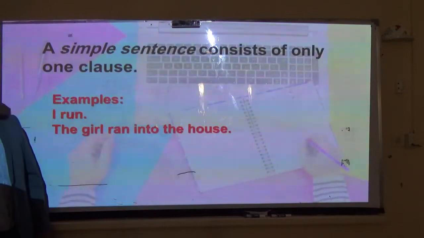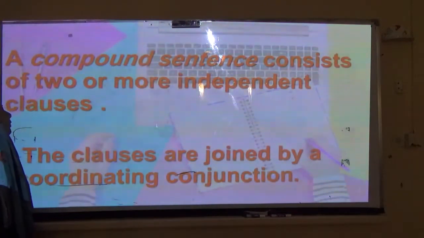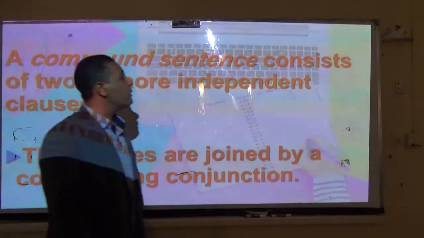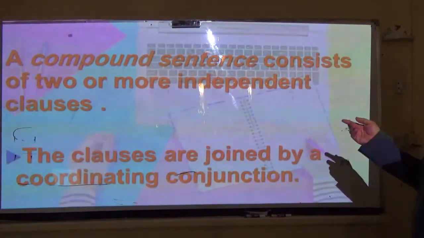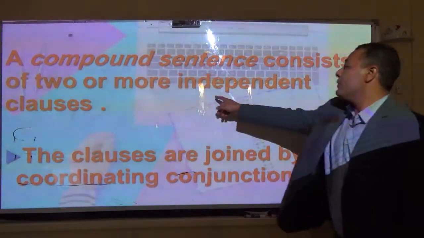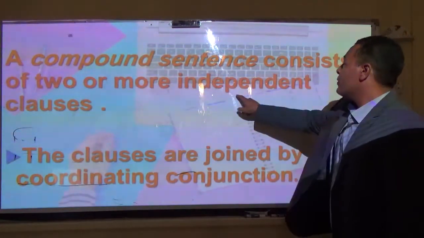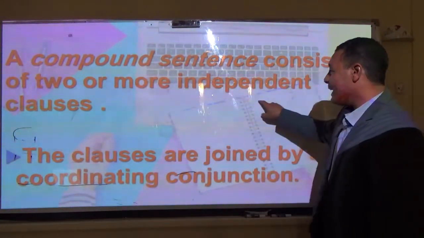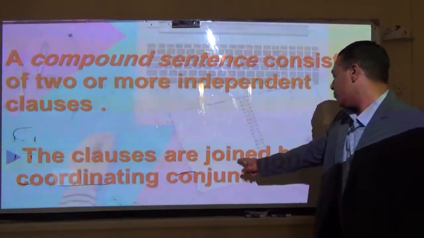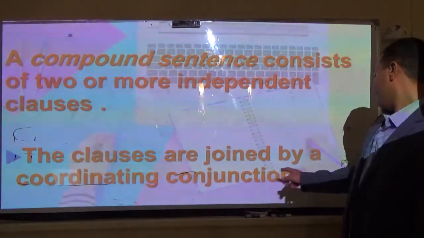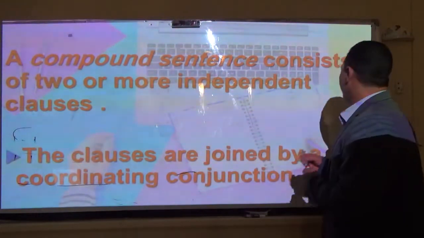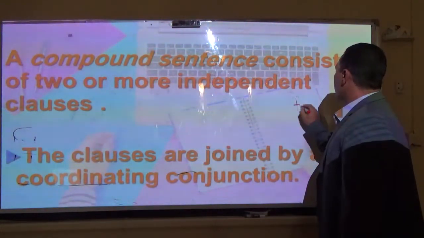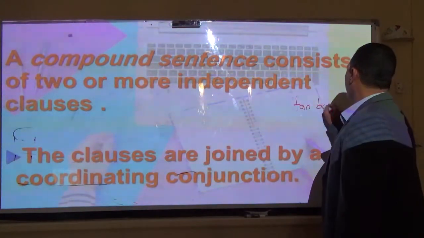Let's move to compound sentences. What is a compound sentence? A compound sentence consists of 2 or more independent clauses. We said that an independent clause is a clause that can stand alone. The clauses are joined by a coordinating conjunction. Coordinating conjunctions, look at this word: FANBOYS.